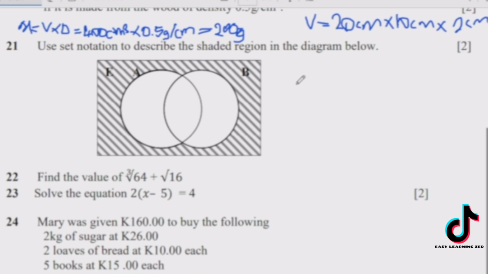So what we can do is come up with a statement to say A union B. Now, since A union B is not included in the shaded area, we say A union B, we close the bracket, then we say complement. A union B complement. This way we have described the shaded area: A union B complement.